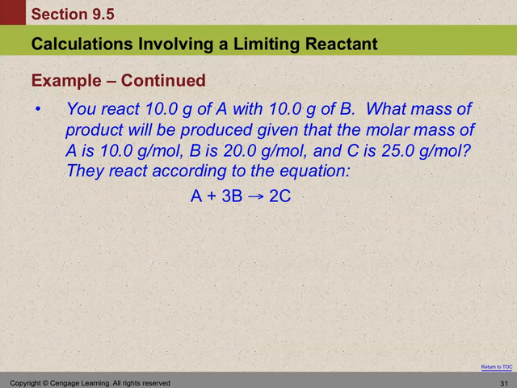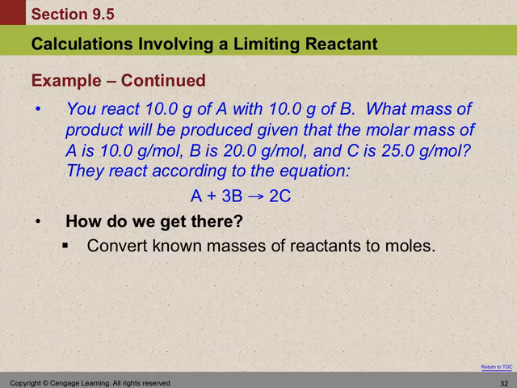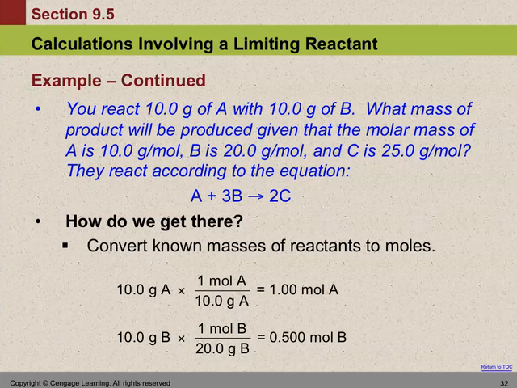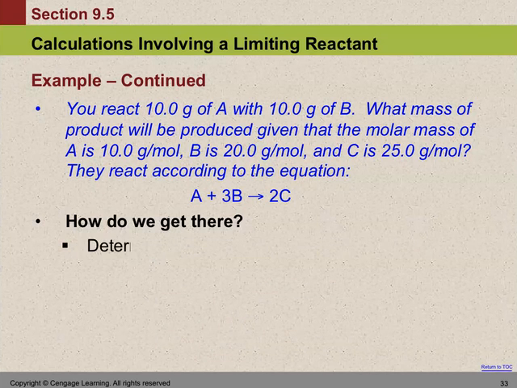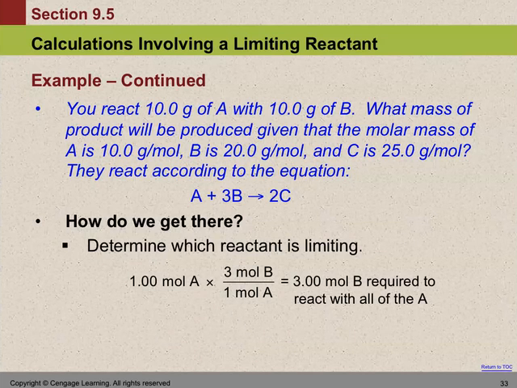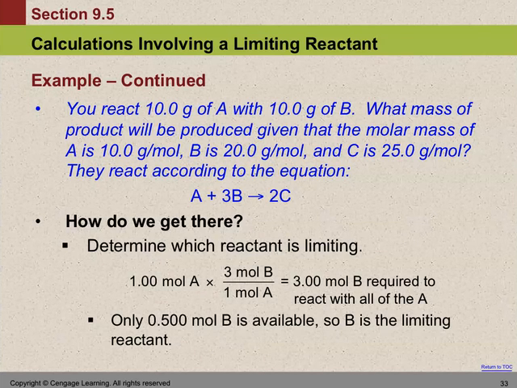Let's assume that they react according to the following equation. 1 mole of A reacts with 3 moles of B to give 2 moles of C. We need to convert the known masses of reactants to moles. And then we need to determine which reactant is limiting. We determine that B is the limiting reactant.